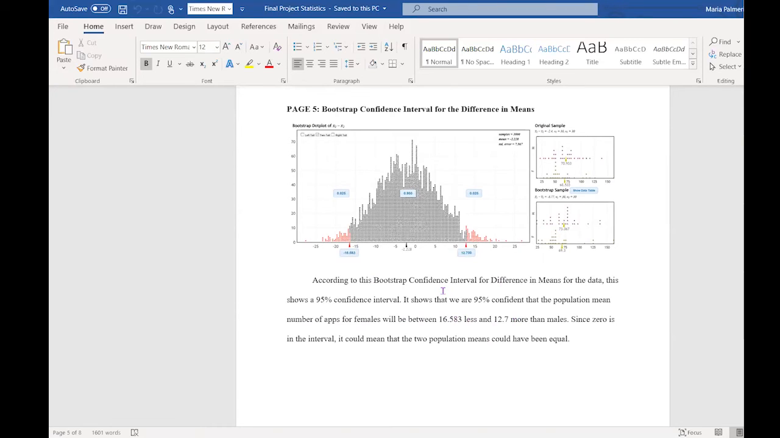We definitely want to see if there's a negative, we don't just say the interval lies between -16 to 12, we want to say that the first group is this much less to this much more than the second group.